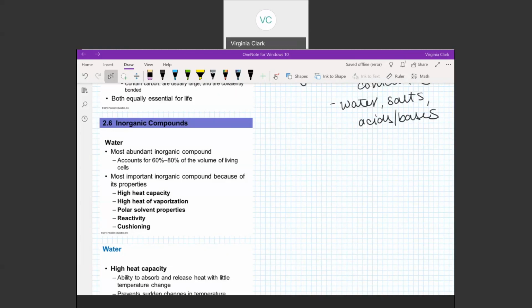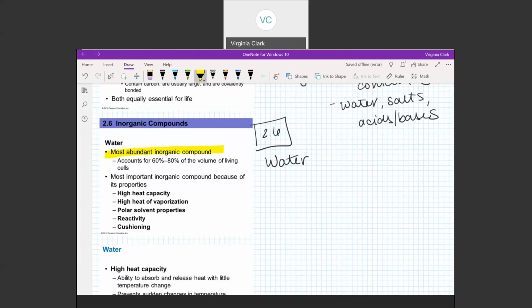So looking at section 2.6, the focus here is going to be on water. So this is an inorganic compound. Water is the most abundant, and it accounts for about 60 to 80% of the volume of our living cells. It is the most important inorganic compound because of these specific properties, and we're just going to run through the highlights of these, but it is very, very important.